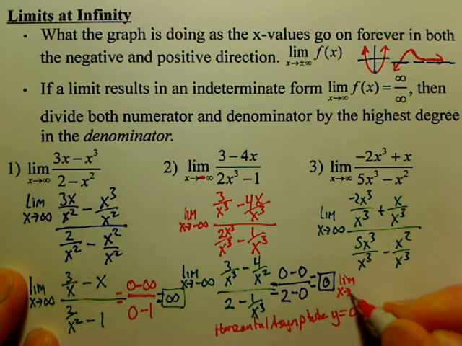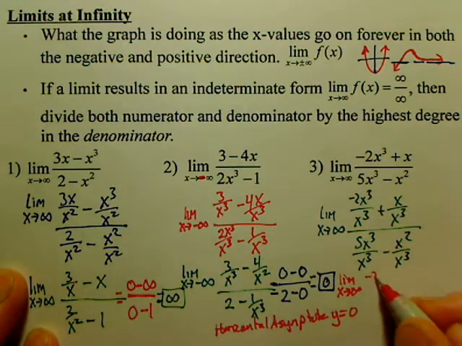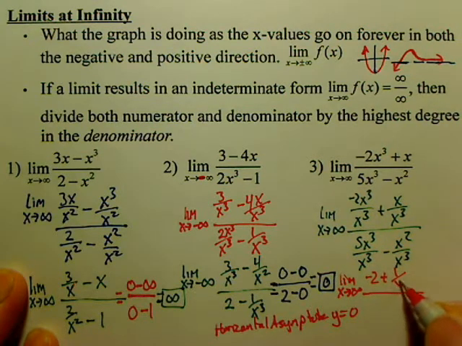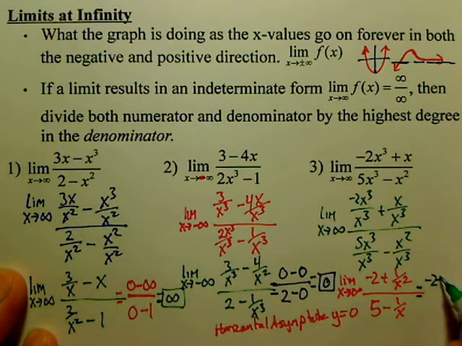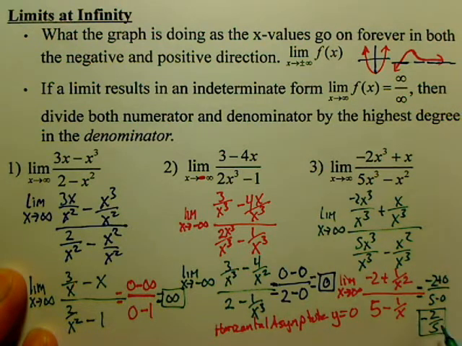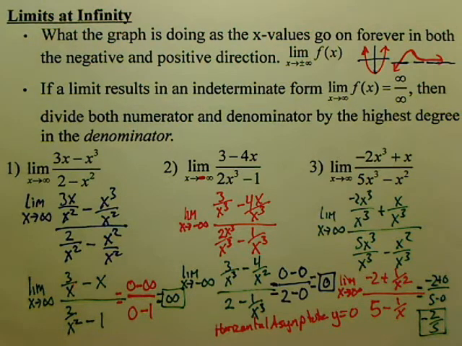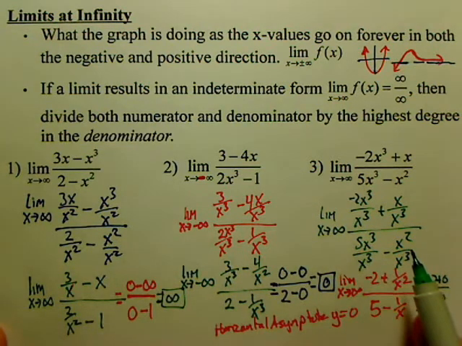We now have the limit as x approaches infinity. This one becomes negative 2. This one becomes 1 over x squared. This one becomes 5. And this one becomes 1 over x. Put infinity in, that's 0. Put infinity in, that's 0. So we have negative 2 plus nothing over 5 minus nothing. So what does that equal? Negative 2/5. That is the limit as x approaches infinity, which also means that's the horizontal asymptote at y equals negative 2/5.